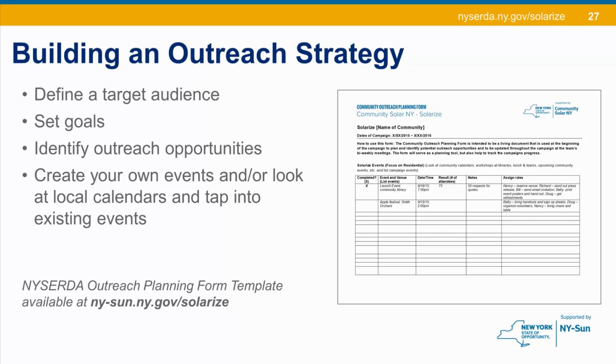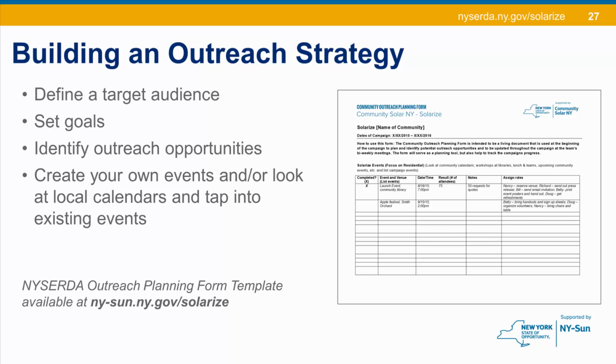Once you have identified your Solarize campaign team, you'll want to consider your outreach strategy. With your team, complete the campaign tracking form template, which can be found on the New York Sun website. In building your outreach strategy, the campaign will want to define a target audience, set goals, and identify outreach opportunities, for example, canvassing, bill inserts, lawn signs, community events.